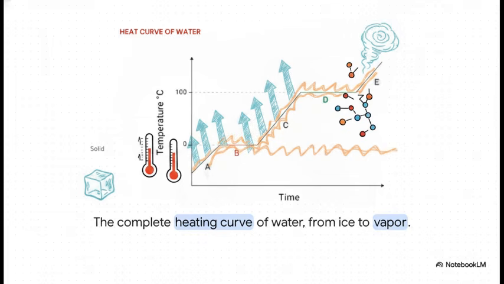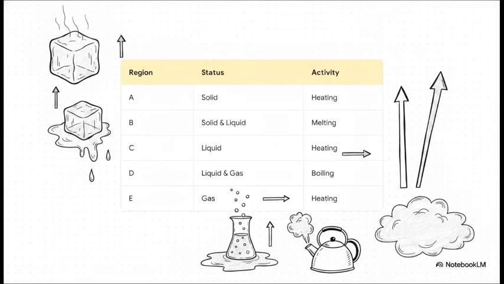But when you see a flat horizontal plateau, that means the temperature is completely constant because a phase change is actively happening. All the energy is going into breaking bonds, not raising the temperature. Let's lock this framework into your memory.